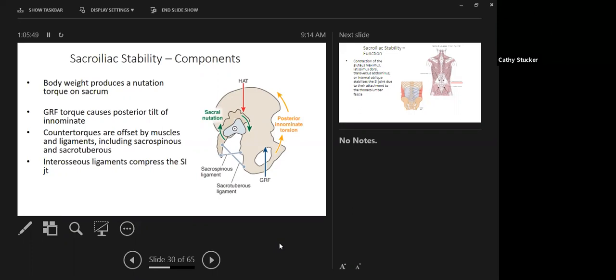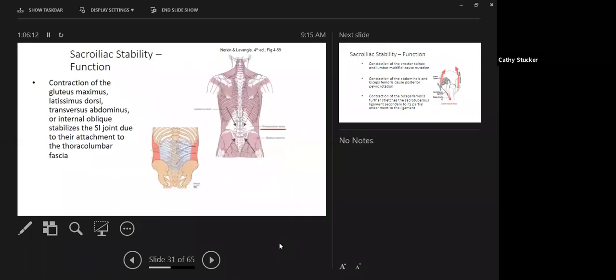That nutated position is the close packed, or the tight position of the sacrum. There are also a ton of interosseous ligaments. You guys dissected this out, right? You saw the sacrum. You can't even see the sacrum for the ligamentous support, right? It's in there somewhere, you know it, you can feel it, but the ligament support around the sacrum holding it within the pelvis is huge. So all of that gives stability to the SI joint.